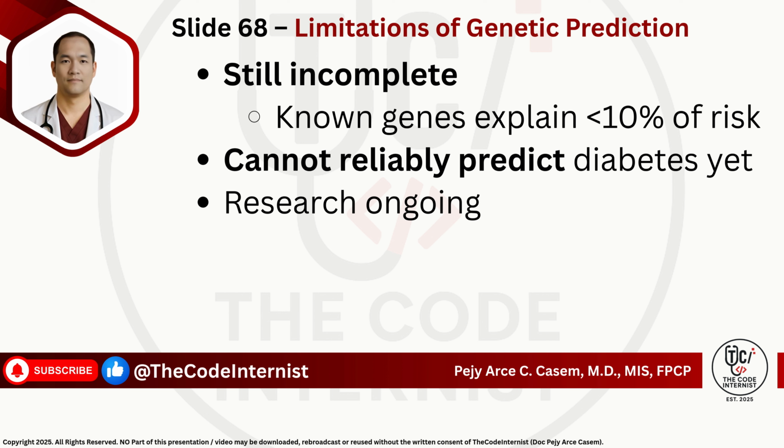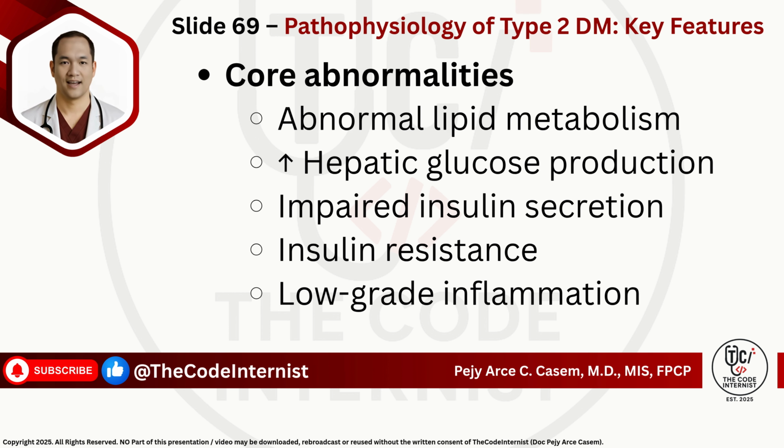Right now, genetic testing can't accurately predict who will get type 2 diabetes, but research is moving fast. For now, lifestyle choices remain the most powerful factor we can control. Type 2 diabetes isn't just about high blood sugar.